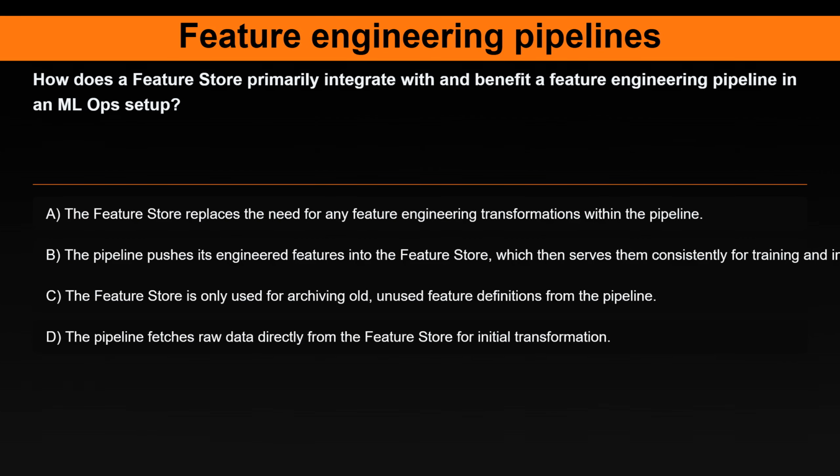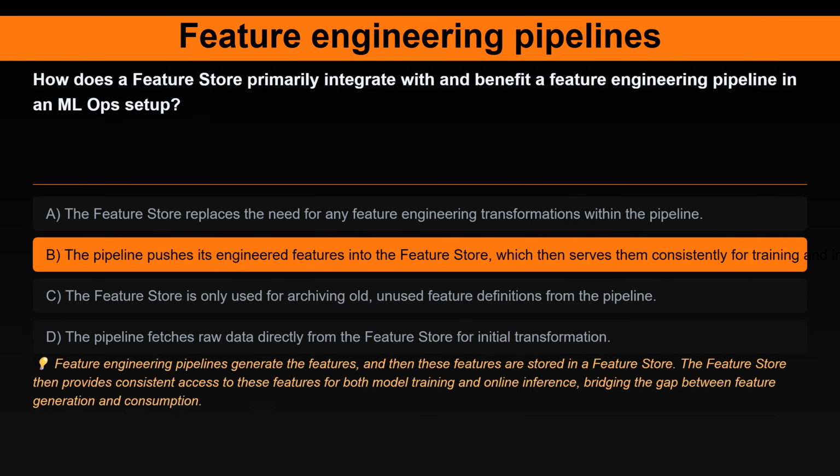Question 23. How does a feature store primarily integrate with and benefit a feature engineering pipeline in an MLOps setup? Option A, the feature store replaces the need for any feature engineering transformations within the pipeline. Option B, the pipeline pushes its engineered features into the feature store, which then serves them consistently for training and inference. Option C, the feature store is only used for archiving old, unused feature definitions from the pipeline. Option D, the pipeline fetches raw data directly from the feature store for initial transformation.